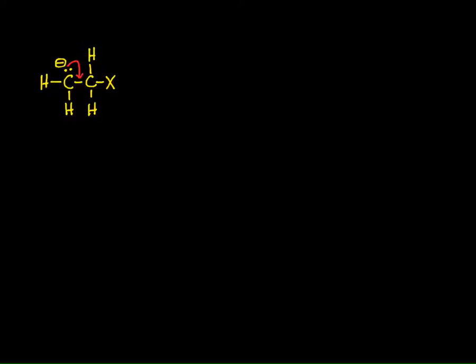If X represents some group that can leave, then I can break that bond in which the pair of electrons from that bond moves toward the X, right? Now, understand, this is not a resonance form. This is an equilibrium. This is an actual reaction that takes place, right? So when we talk about reactions, we're talking about equilibrium processes, and so we use an equilibrium arrow. Notice the difference between a resonance arrow and an equilibrium arrow.